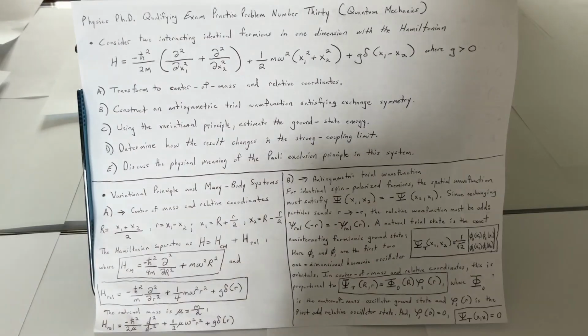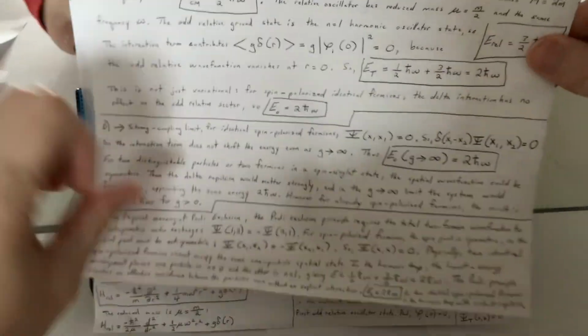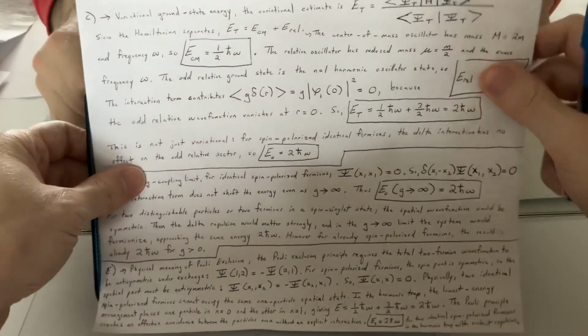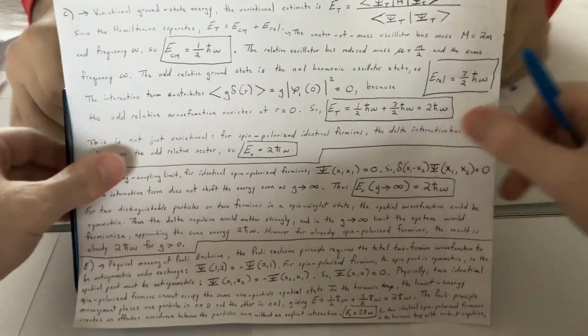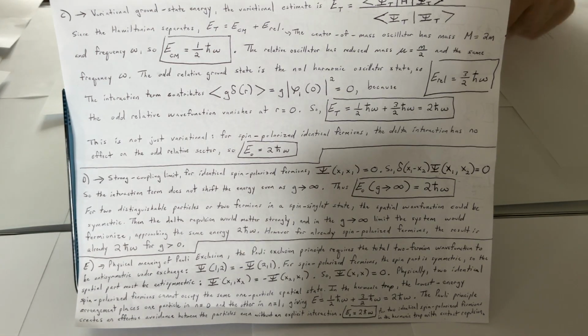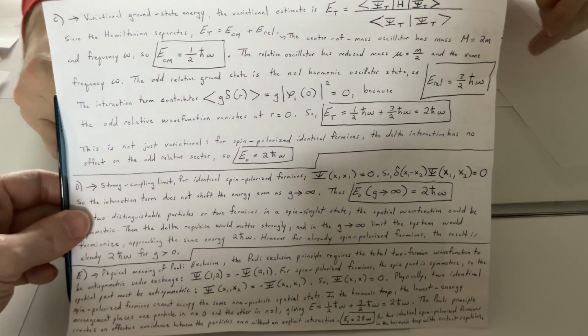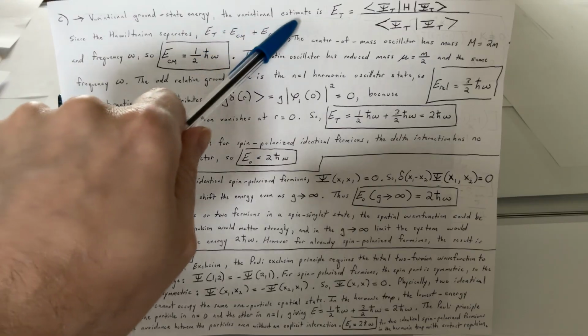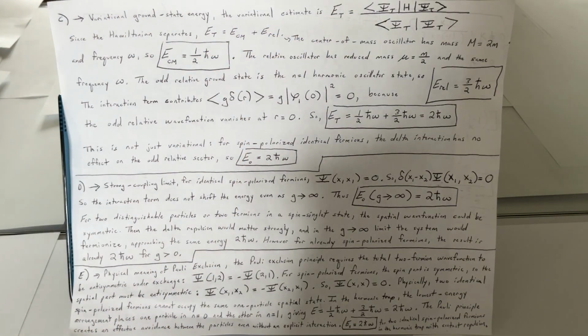Part C, using the variational principle, estimate the ground state energy. So let's see if this holds. Okay, so variational ground state energy here. Let me just put this in focus. Okay, so the variational estimate is here for this E sub t, where we have bra psi t, H ket psi t, divided by bra psi t, ket psi t here.